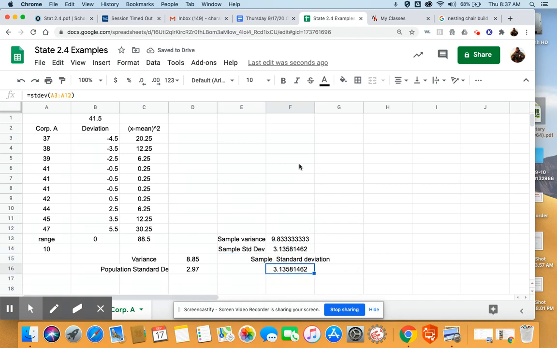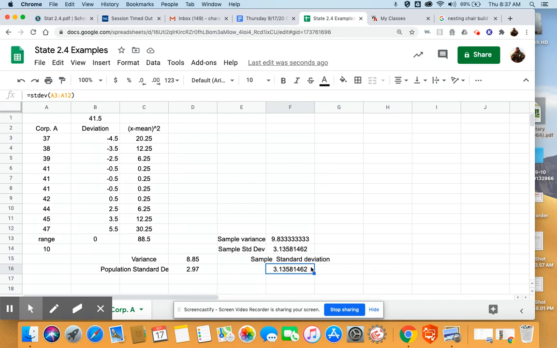So there is a shortcut in Google Sheets to find standard deviation, but it will only find the sample standard deviation. It will not find a population standard deviation. That's okay, because the vast majority of the time, you're utilizing a sample of data and not the entire population of data. So this will work for you as long as you're doing a sample standard deviation.